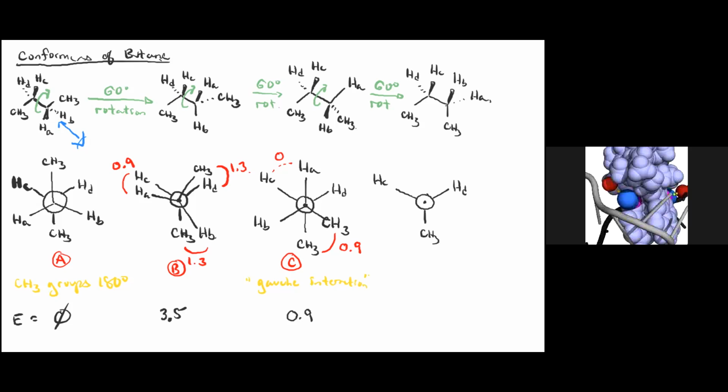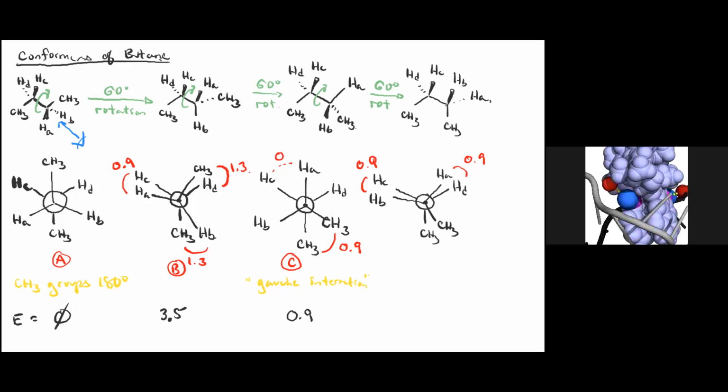Now, my methyl group on the right-hand carbon is eclipsed with that methyl group in the back. HA is eclipsed with HD, and HB is eclipsed with HC, okay? And so we can add these up. And so this HH eclipsing is 0.9, that's old hat.